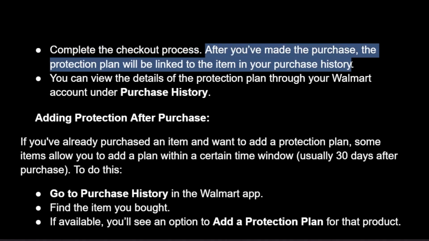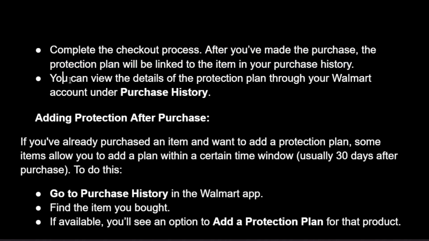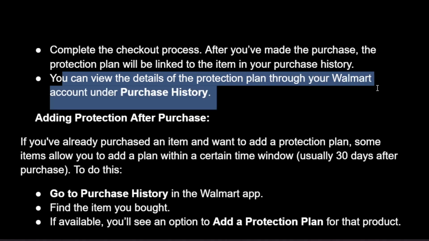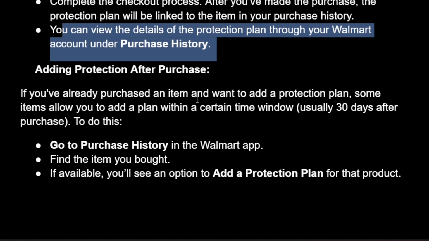After you've made the purchase, the protection plan will be linked to your item in your purchase history. You can view details of the protection plan through your Walmart account under Purchase History.